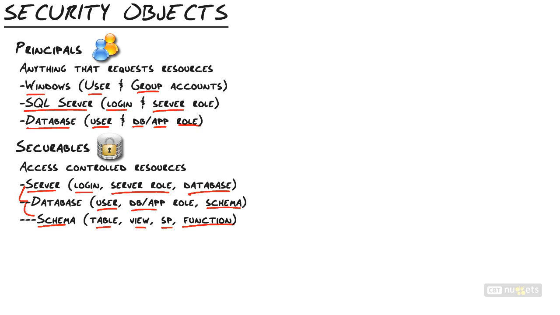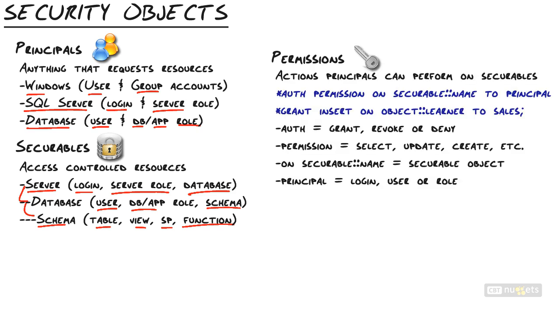Now, how do we allow principals to access securables? Well, that's all done via permissions. Permissions determine the actions that principals can perform on securables. So we're going to authorize our users. Authorize just simply means grant, revoke, or deny. Grant means give access. Revoke means take access that was previously given away. And deny means completely deny them access to an object. So we're going to authorize our principals to perform these actions in our securables.